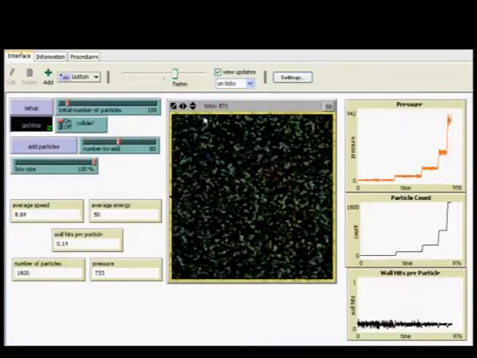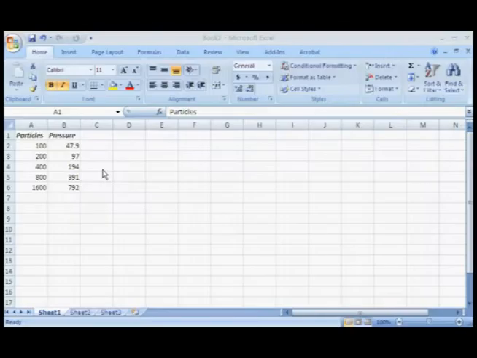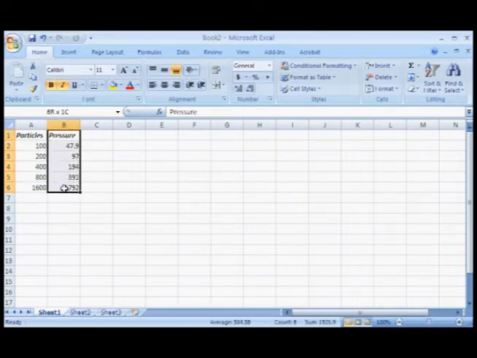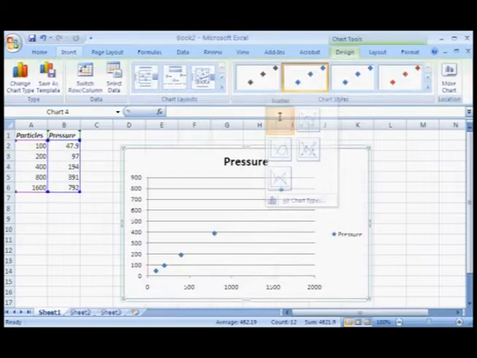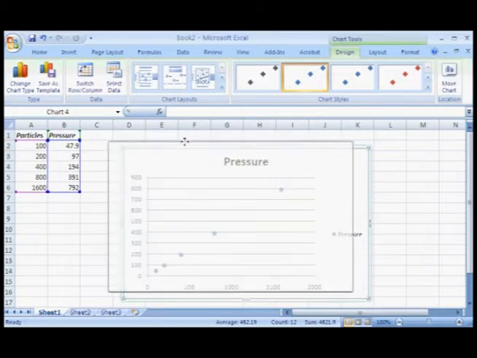Let's now go to Excel to see what it looks like. Okay, here are the numbers. Particle number is here, and pressure is over here. Let's do a simple plot. We'll highlight them both. We'll insert a scatter chart, like so, and there are the numbers.